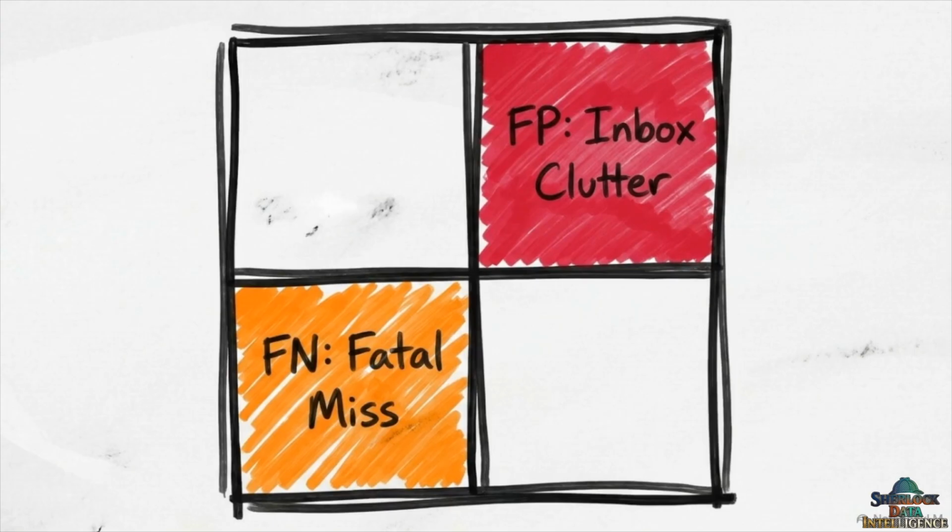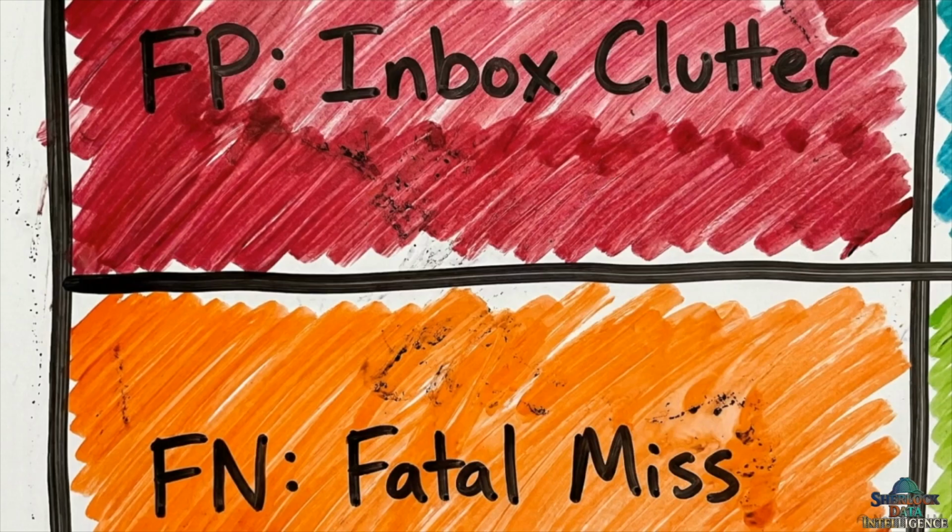As you can see in this cheat sheet, treating all errors as equally bad is the mark of an amateur. You have to know which error you can least afford, the doctor's nightmare or the spam filter's nightmare, before you write a single line of architecture.